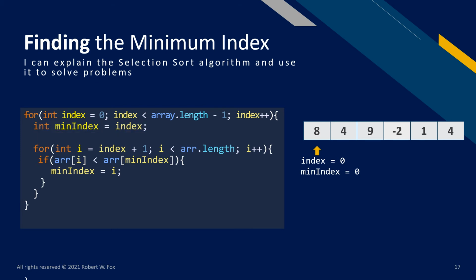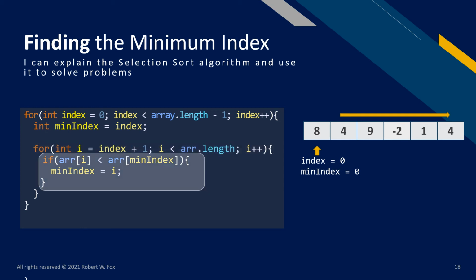It's possible that the element at index 0 is already the smallest, but it's probably not. So we need to check the rest of the array using a loop. Notice that this loop starts out with the int i variable at index plus 1, meaning that we're going to start at the 4, the second element, and look through the rest of the list for the smallest item.